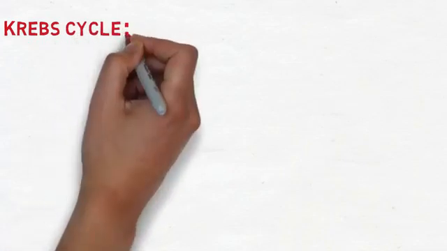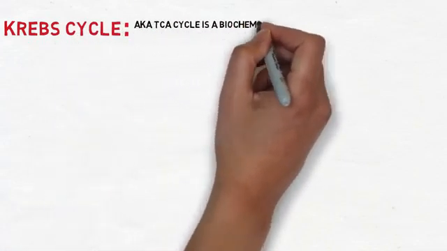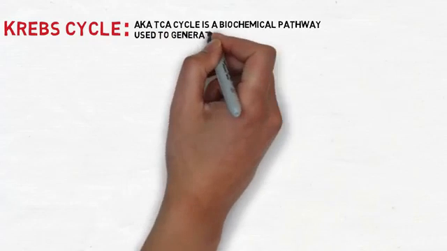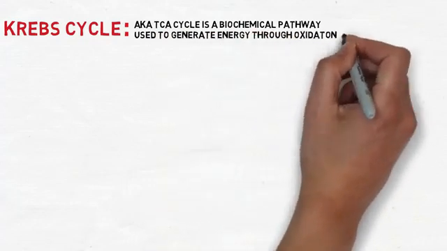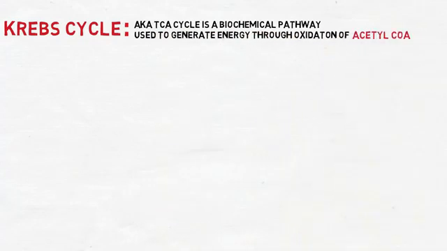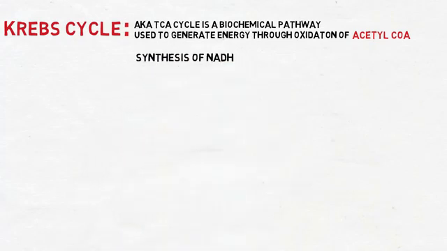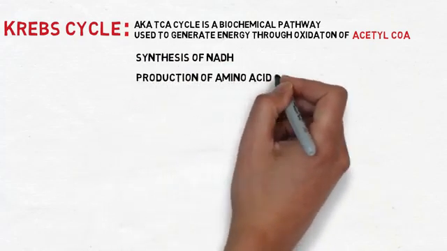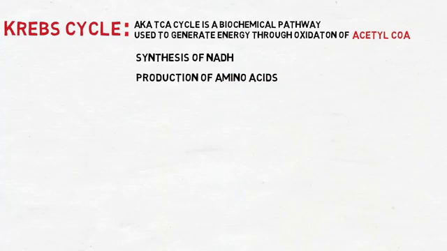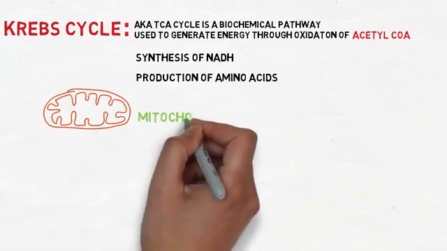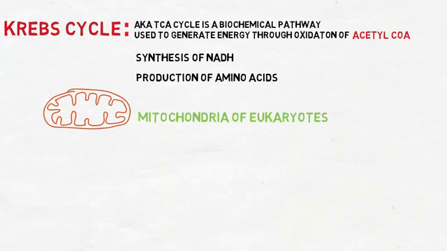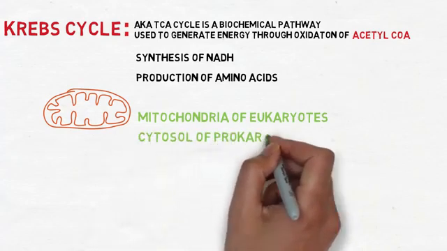In this video we will talk about the Krebs cycle. Krebs cycle is also known as the tricarboxylic acid cycle, and it's a biochemical pathway that is used to generate energy through the oxidation of acetyl-CoA. It is also used for the synthesis of NADH and for the production of amino acids. Krebs cycle takes place in the mitochondria of the eukaryotes and in the cytosol of the prokaryotes.